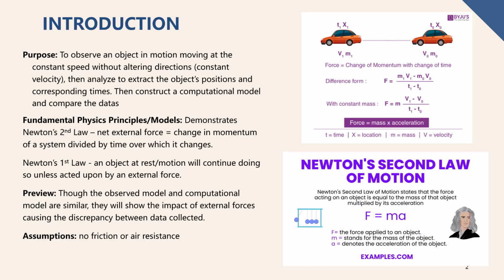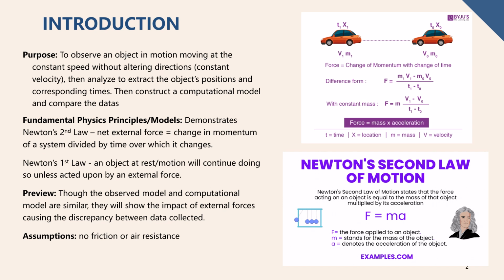So, introduction. The purpose of this lab is to observe an object in motion moving at constant speed without altering its direction, and then analyze and extract that object's positions and corresponding times, and then compare it to the computational model that was created. The fundamental physics principle used is Newton's second law, which states that the net external force equals the change in momentum of a system divided by the time over which it changes, which can be seen in this picture right here with the formulas.